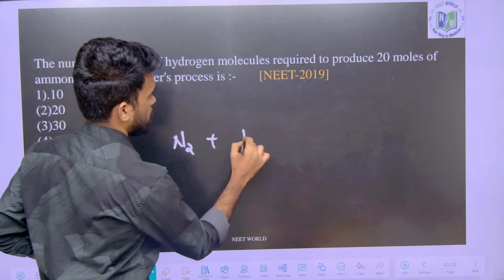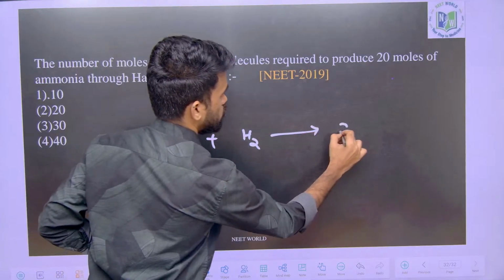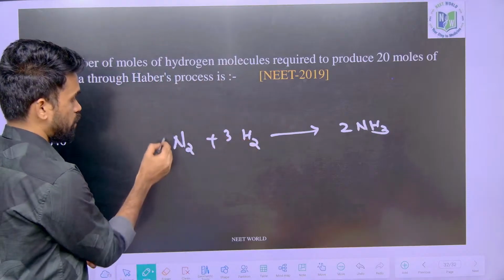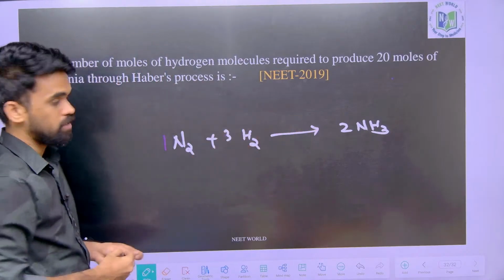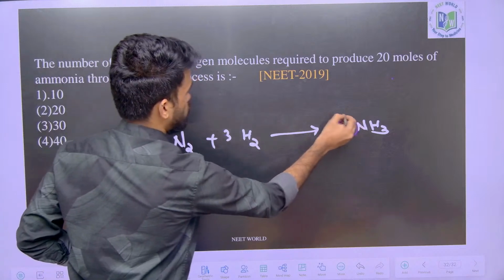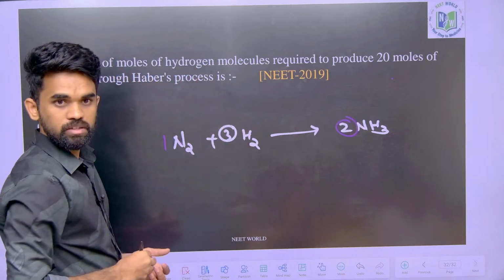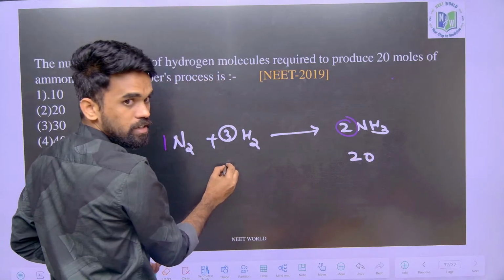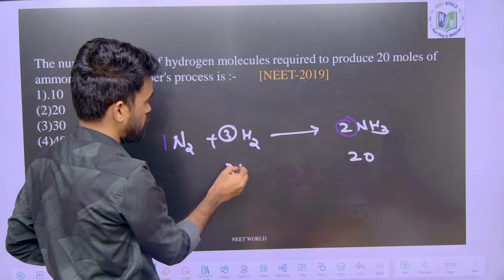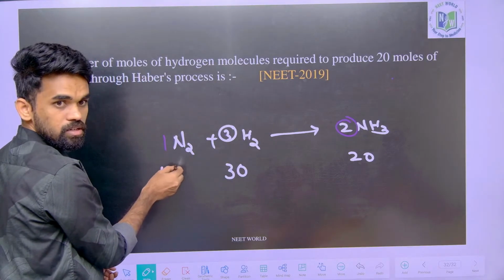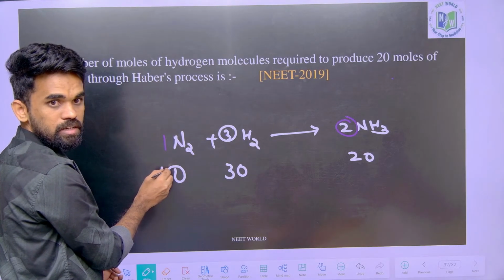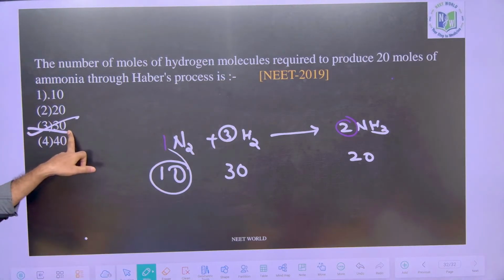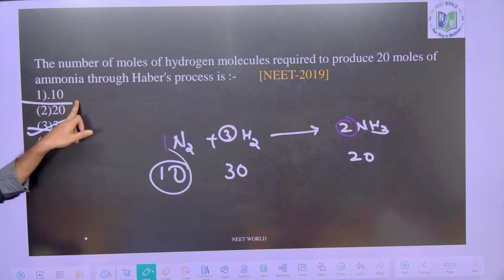N2 plus 3H2 gives 2NH3. So 1 mole, 3 moles, 2 moles. This is fine. So in order to produce 2 moles ammonia, I require 3 moles hydrogen. In order to produce 20 moles, it should be 3 multiplied by 10, that is 30. So answer is H2 only, it is 30. If it is N2, 10.